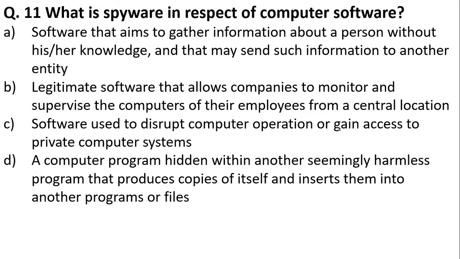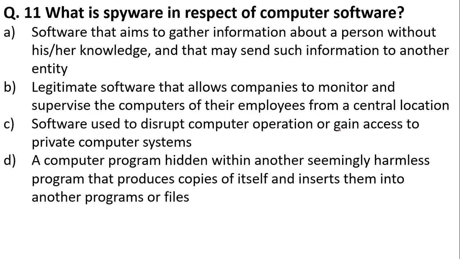Next, what is spyware in respect of computer software? So, what are malware, software, vaporware, spyware? These are different terminologies which could be asked in UGC NET. So, do study them. Here, the question is saying, what is spyware? Software that aims to gather information about a person without his or her knowledge.